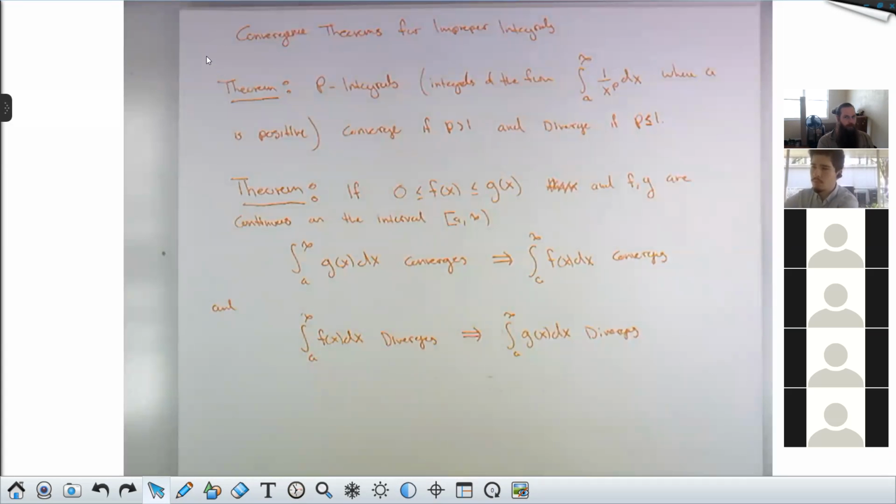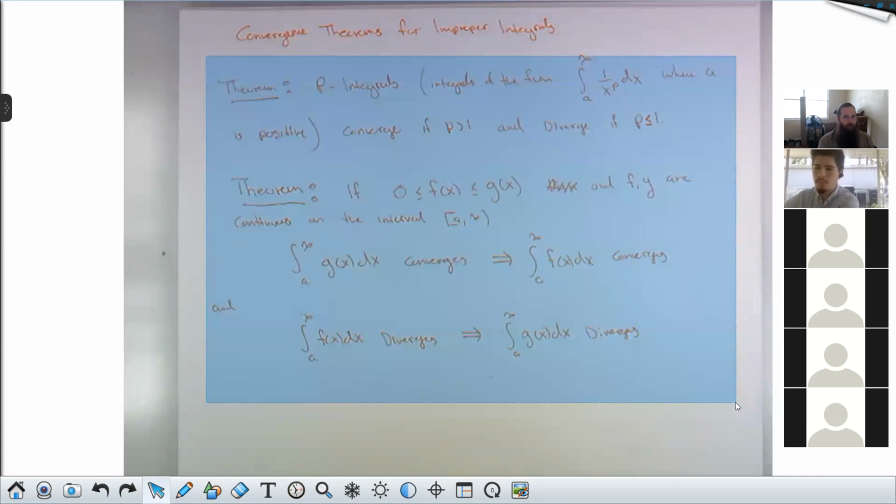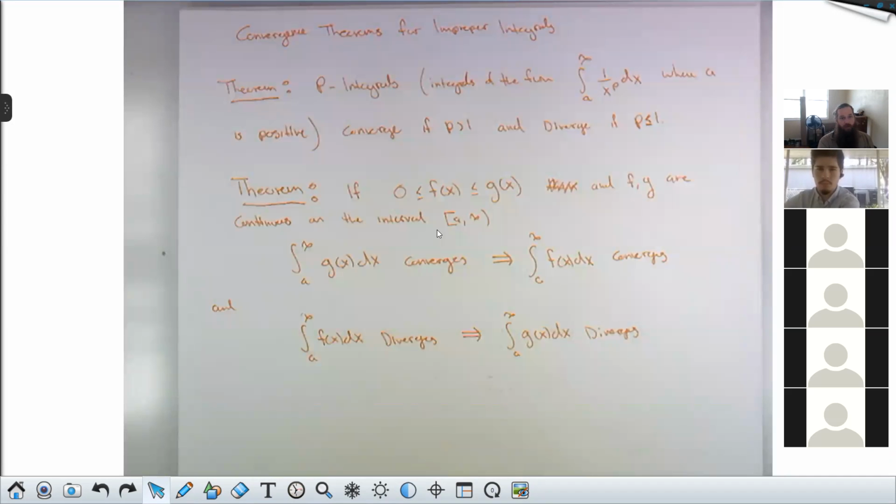So here are your convergence theorems for improper integrals. You're going to have a page like this for sequences. It's going to have like 8 theorems. You're going to have a page like this for series. It's going to have like 7 theorems. And you need to know them all cold by the time we get to exam 2.